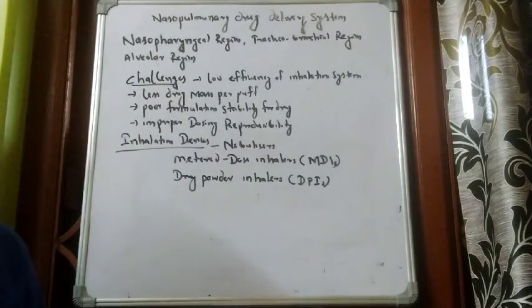Nowadays different types of nebulizers have come to the market with different mechanisms. Nebulizers may have a mechanism of high velocity airstream dispersion or ultrasonic energy dispersion. So different techniques are possible in the case of nebulizers. With this, that is all about nebulizers. In the next class we will discuss metered dose inhalers and dry powder inhalers. Thank you.